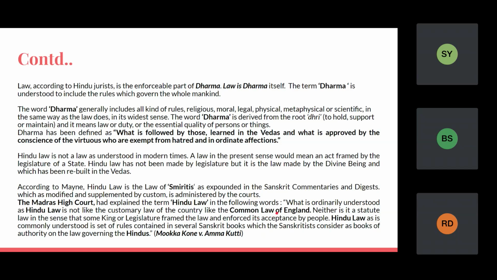So the Madras High Court said that neither is it a statute law, in the sense that some king or legislature framed the law and enforced its acceptance by people. Hindu law, as is commonly understood, is a set of rules contained in several Sanskrit books, which the Sanskritists considered as books of authority on law governing the Hindus. This particular sentence was passed in the case of Mukka Koni versus Amma Kutti by the Madras High Court. So they made this distinction with the common law of England.